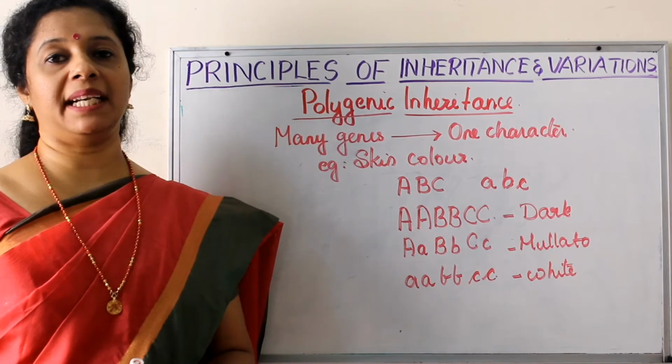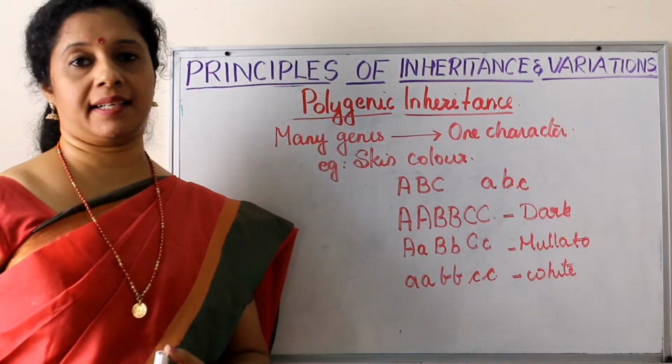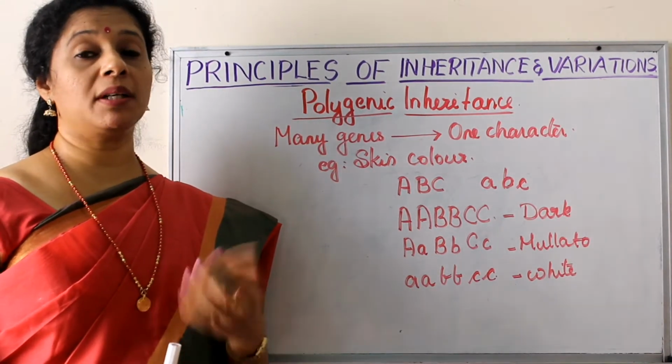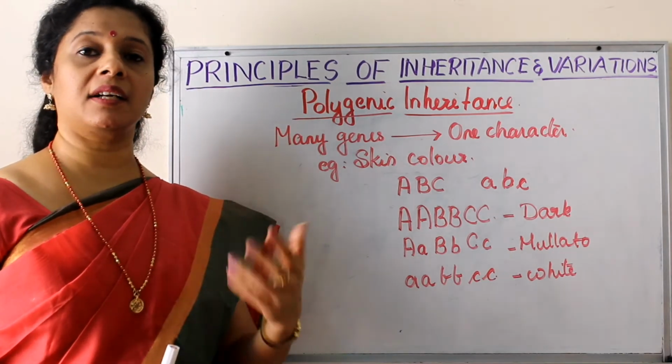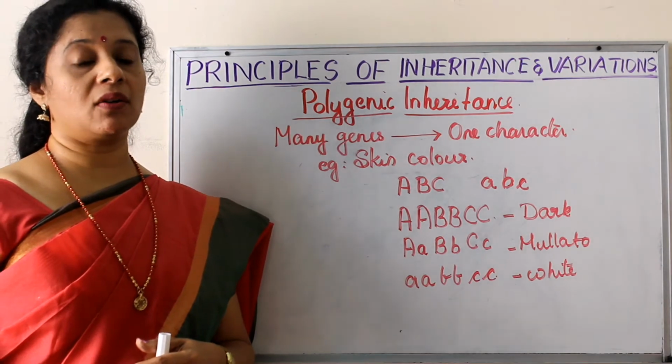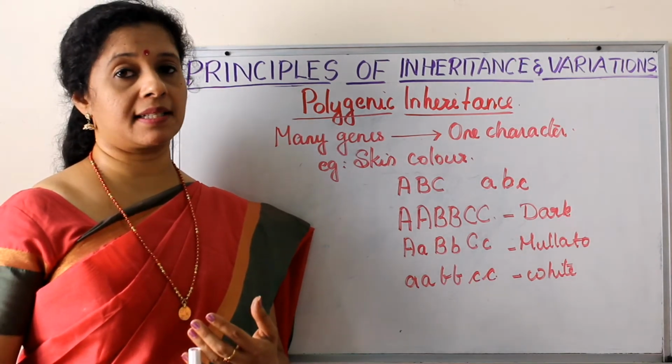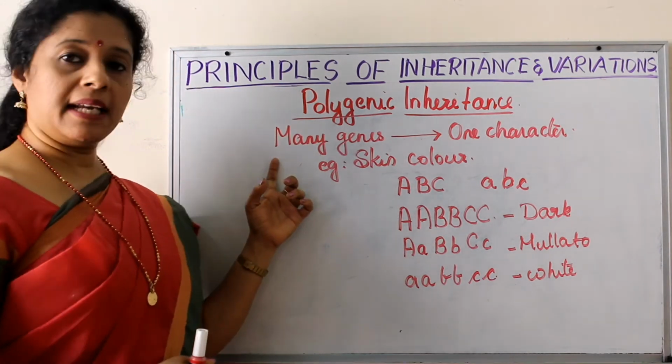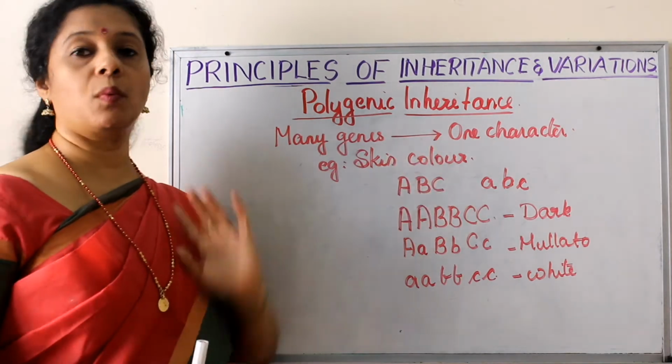Another deviation from Mendelian inheritance is polygenic inheritance. Polygenic. Poly means what? Many. Many genes are controlling one inheritance pattern. Or it is also called a quantitative inheritance. So here, as the name indicates, many genes control one character.